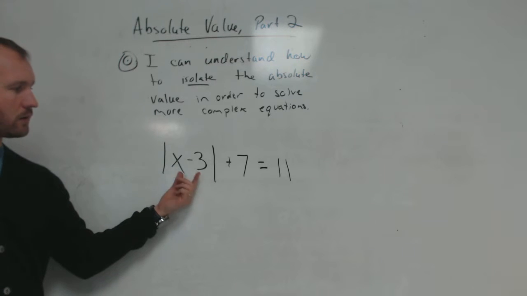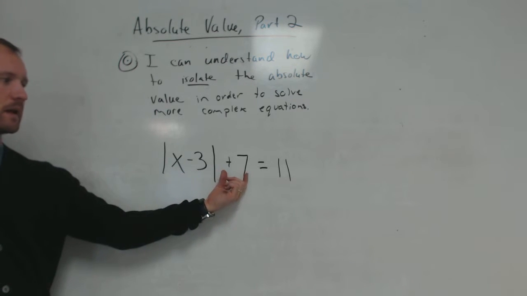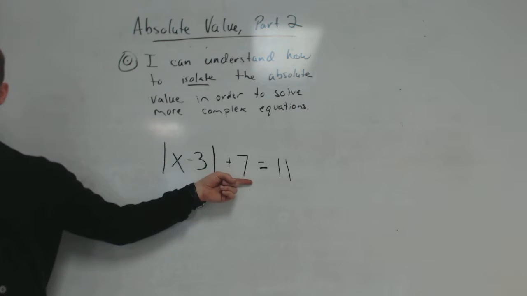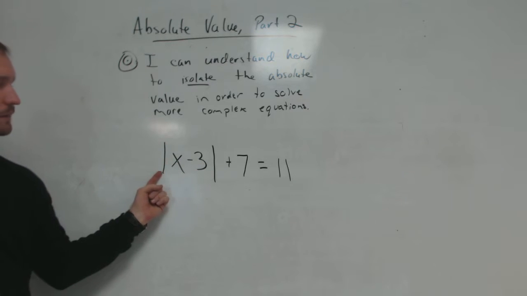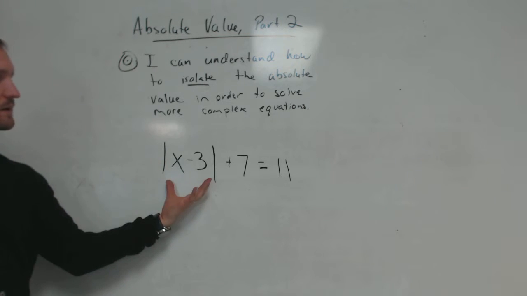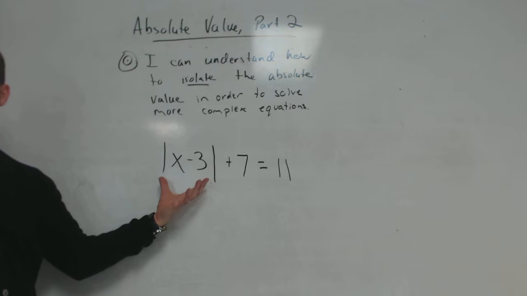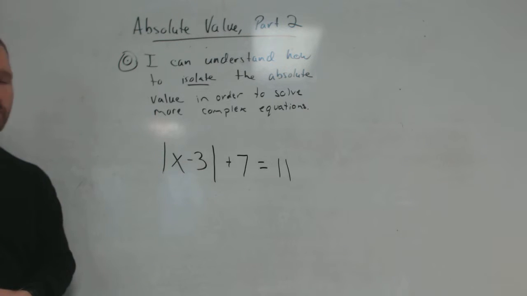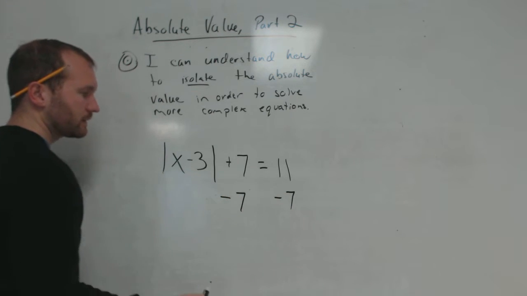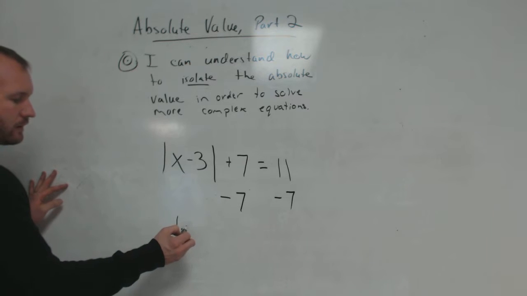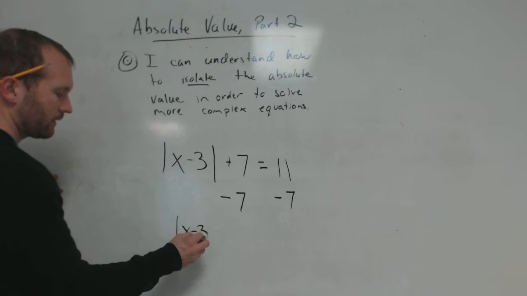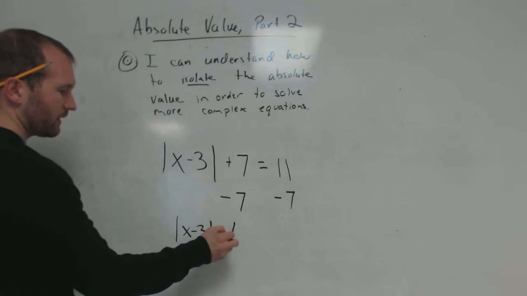Here's my absolute value. What is inside of the absolute value? X minus 3. I have something else on this side of the equation. I have a plus 7. So the first step in absolute value equations, you haven't seen this yet, but the first step is that we always have to make sure the absolute value is alone on one side of the equation. So in this case, what I would do is subtract 7 from both sides. That would give me the absolute value of x minus 3 equals 11 minus 7 is 4.